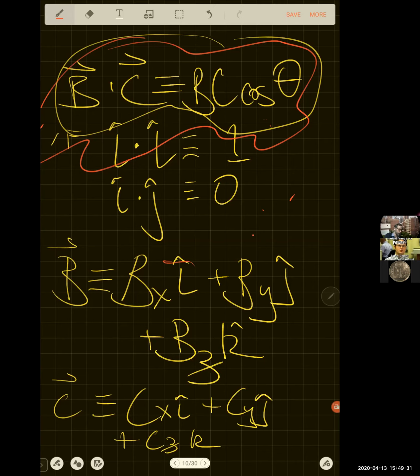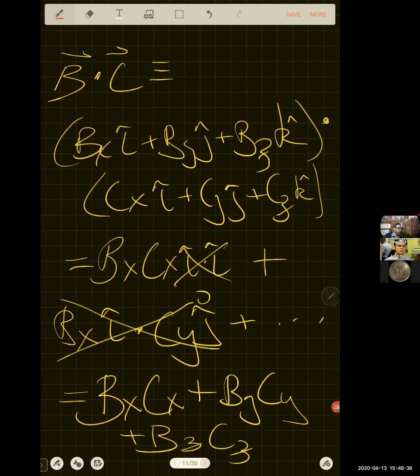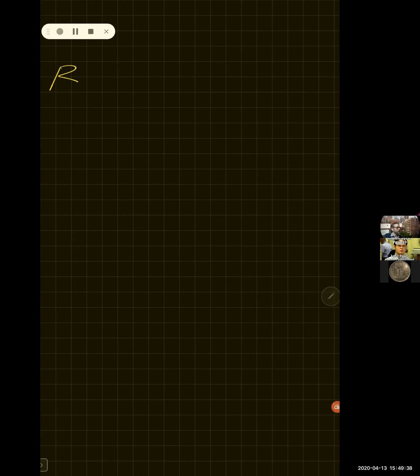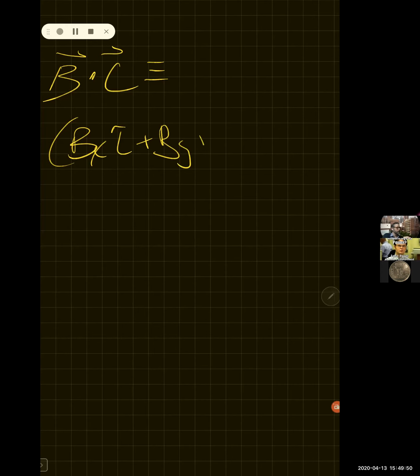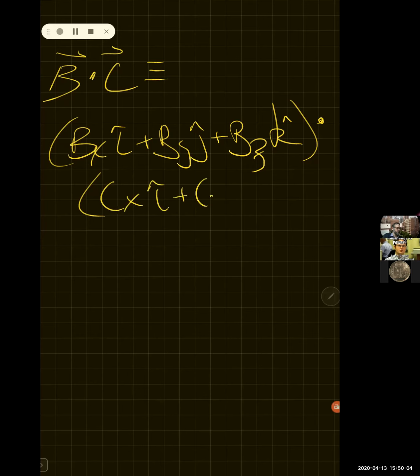B is the sum of its components, and C is the sum of its components. So what we said last time was, to get the dot product of B and C, we could fully write it out component by component. This is the key now. This is the model to follow for the cross product, which is really the hairy part. I'm literally writing out the dot product as a dot of two full sets of three components. Here's my B vector, a set of three components. It's going to dot with my C vector, a set of three components.